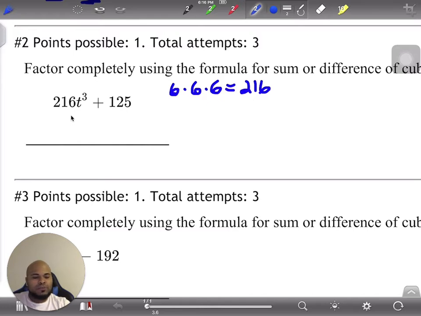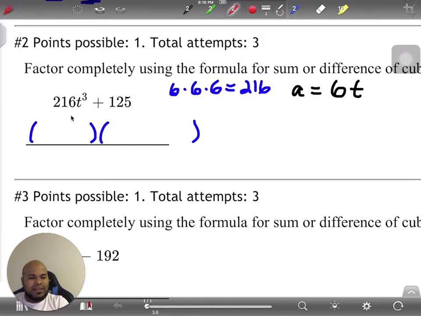Of course, it's t. So I can automatically write down my a. See, I always have to identify my a. My a is 6t, just 6t, right? So I'm going to open two parentheses, one bigger than the other. I'm going to write down my signs. So same, but different. This is also a sum, and this is always positive no matter what. Okay, so I already established that a is 6t, so I'm just going to write down 6t in here.